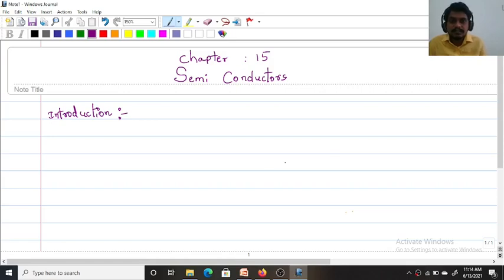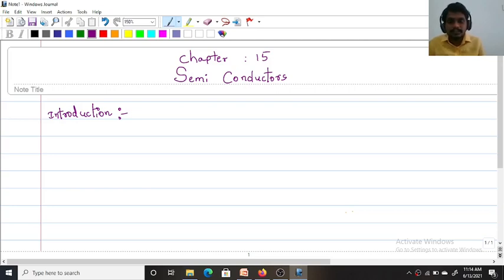In today's class we will discuss an important chapter, that is semiconductors, and this chapter is very useful in your engineering courses. So the fundamentals you learn here in this chapter. If you are good at semiconductors, then only you can understand various concepts in your engineering branches like EEE, EC and CSE, etc.